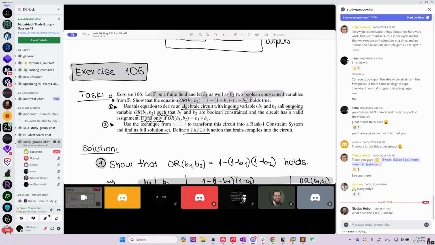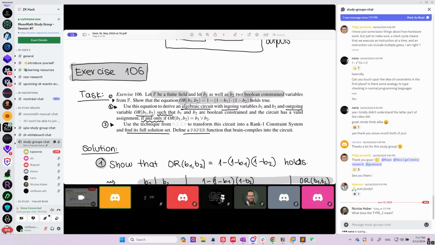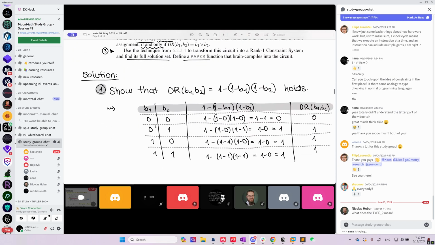If you've read the chapter, you've seen that how you build the OR constraint is a little bit different. But you can also do it like this, and this exercise is shown here. So let's look at this first.